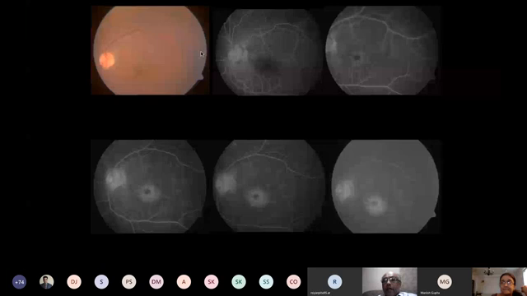Now let's move on to the next FFA image, and this is what you see over here. You have this hyperfluorescence, which is right over the area, in the perifoveal area. This is a hyperfluorescence which is petaloid shaped. If you see, these are like petals of a flower surrounding this area.